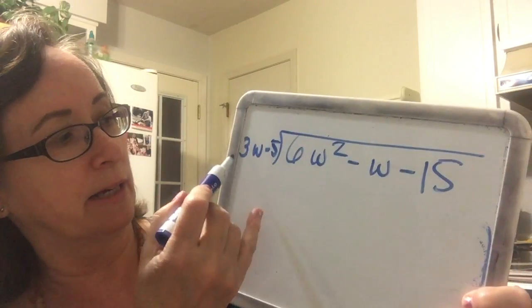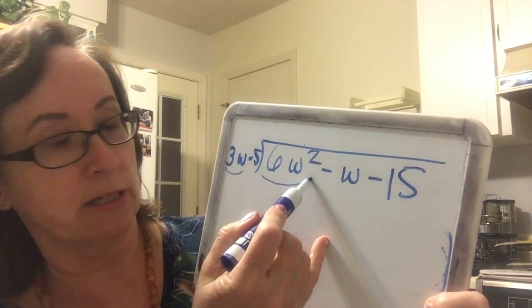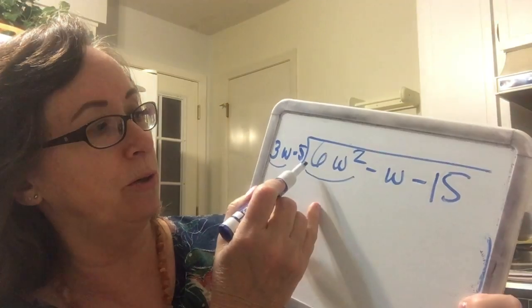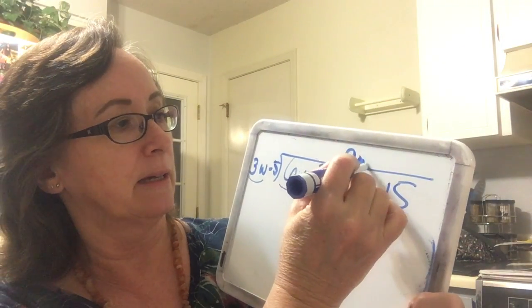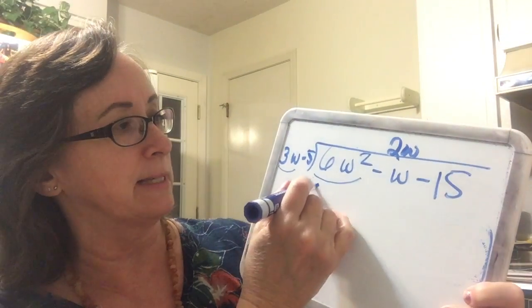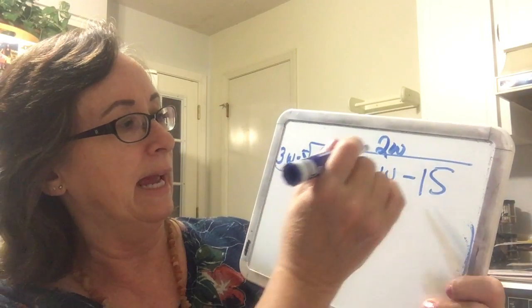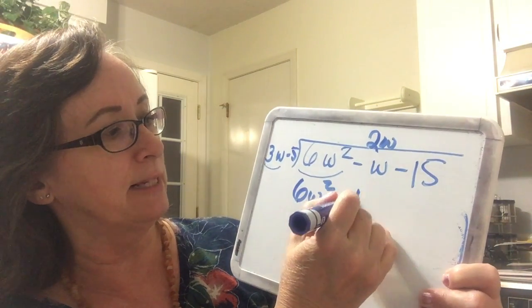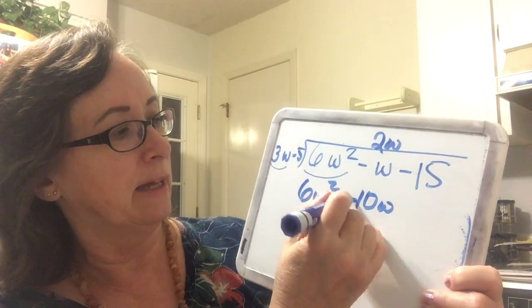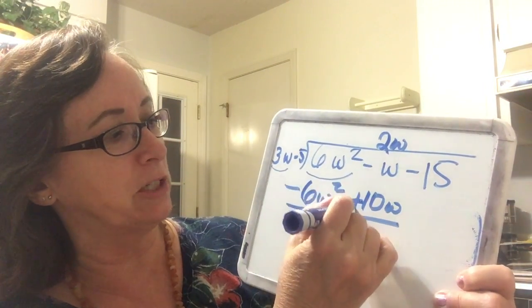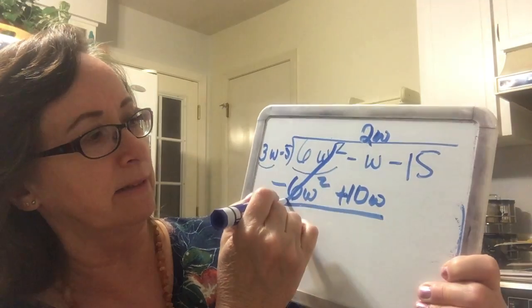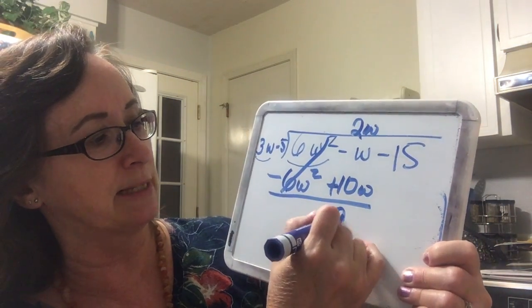Okay, so again, we're going to do that same problem that we just did easily by factoring, using long division. So 6w squared minus w minus 15 divided by 3w minus 5. My steps are going to go, the first into the first is going to go 2w times. 2w times 3w is 6w squared, and 2w times negative 5 is negative 10w. And then we're going to subtract by changing the signs, cancel, and negative w minus negative 10w is 9w.